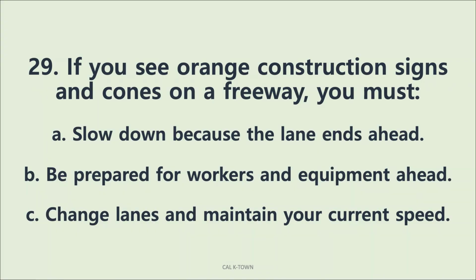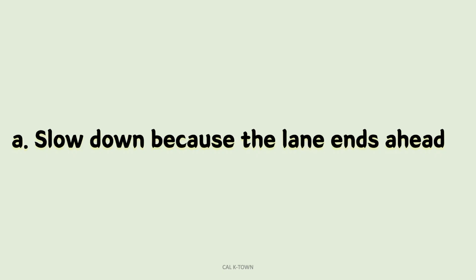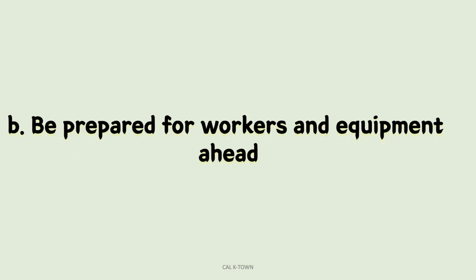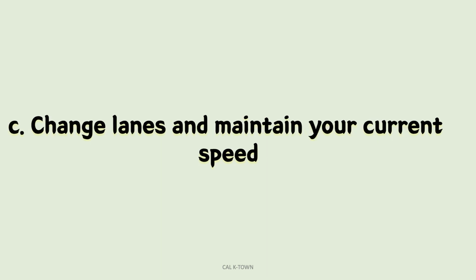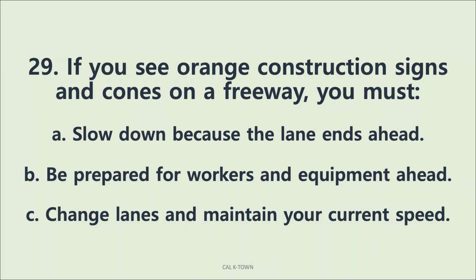29. If you see orange construction signs and cones on a freeway, you must A. Slow down because the lane ends ahead. B. Be prepared for workers and equipment ahead. C. Change lanes and maintain your current speed. The answer is B. Be prepared for workers and equipment ahead. As you enter a work zone, signs and message boards will warn you of workers, slow-moving equipment, and/or closed lanes ahead. You should reduce your speed and be prepared to slow down or stop.